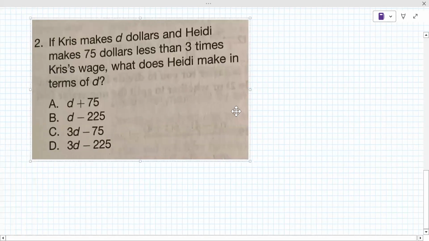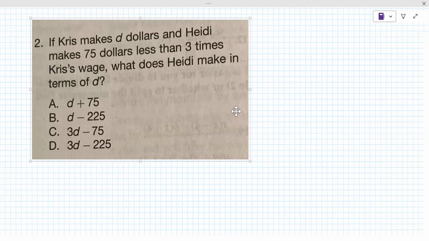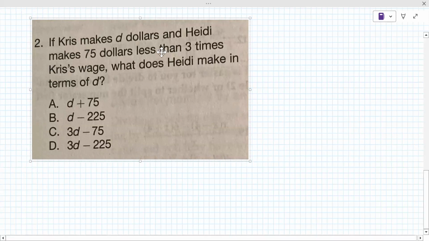All right, question 2. If Chris makes D dollars and Heidi makes $75 less than 3 times Chris's wage, what does Heidi make in terms of D? Okay. Now, there's a couple of ways to do this. The way they want you to do this is to write the equation. But because it's multiple choice, you can actually use a strategy where you put a value in for D. That might be easier, but you then have to test it in each of the answers.